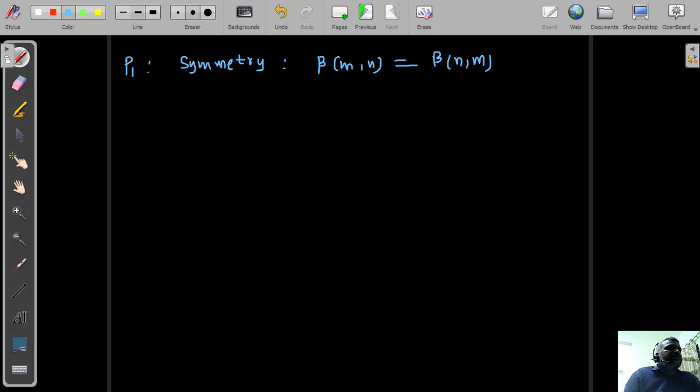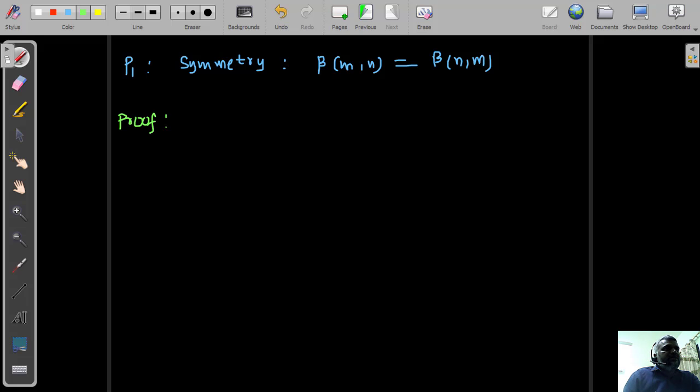So let us discuss the properties. The very first property is property 1, the symmetric property. Symmetry of beta function, which means beta of m comma n equals beta of n comma m. This is the symmetric property we need to prove. The proof is given like this. So we'll go for the proof.